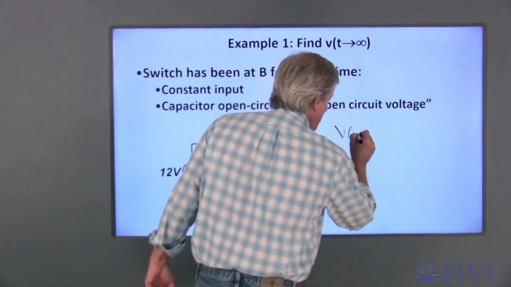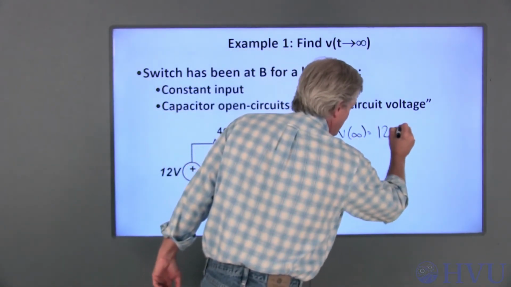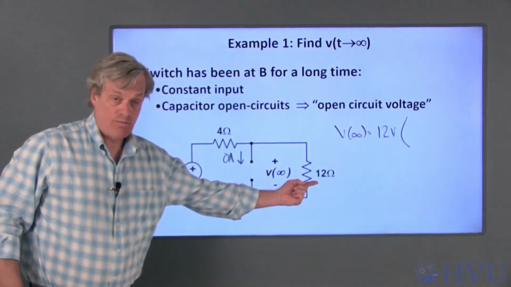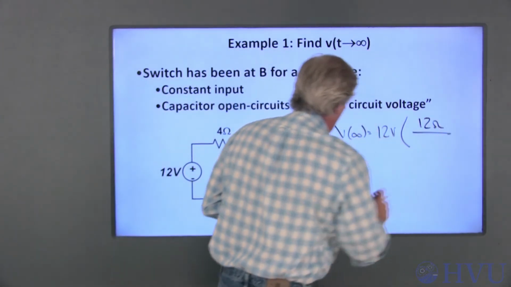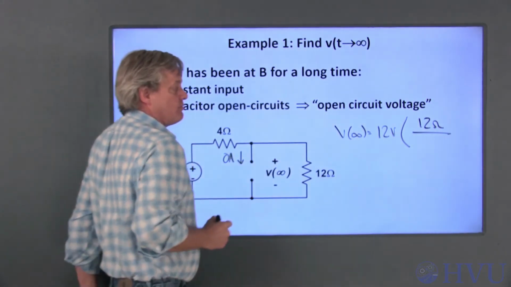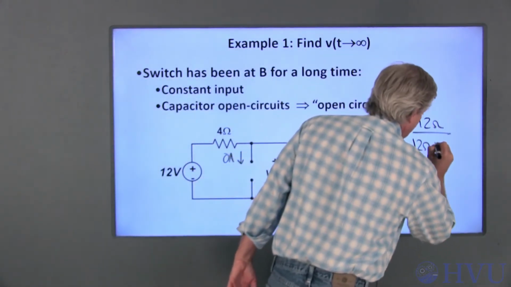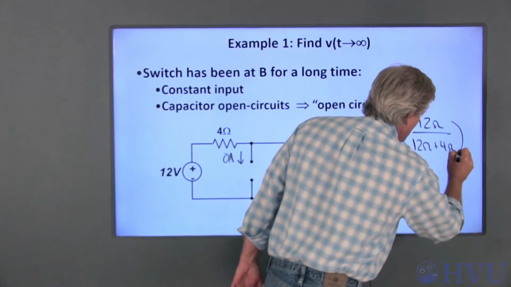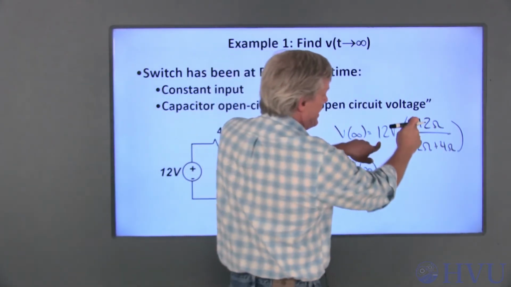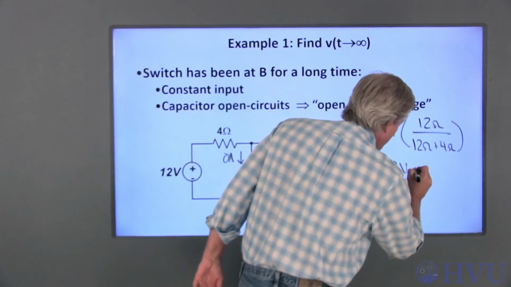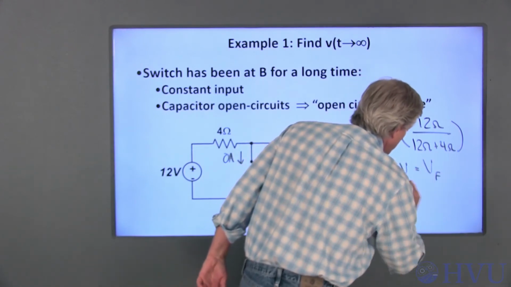So V at infinity is the total voltage, 12 volts, times this resistance, 12 ohms, over the sum of the two resistances, 12 ohms plus 4 ohms. So V of infinity is 12 times 3/4, which is 9 volts, which is VF in our equation.